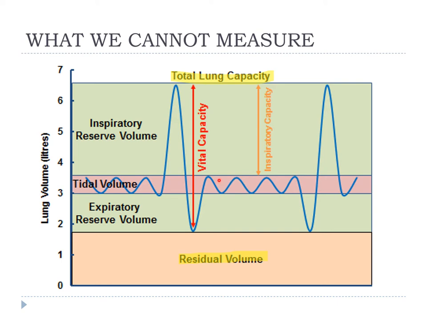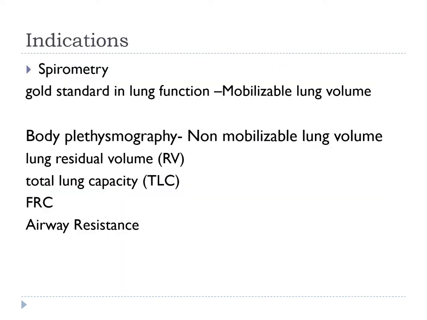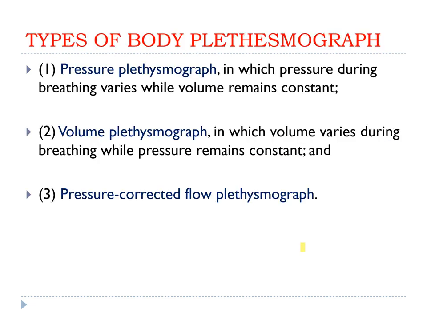the lung volumes like IRV, tidal volume, and expiratory reserve volume can be measured by spirometry. What we cannot measure by spirometry is the total lung capacity and residual volume. These volumes are in turn calculated by the plethysmograph, and the functional residual capacity, of course. It is used for the measurement of the non-mobilizable lung volume.